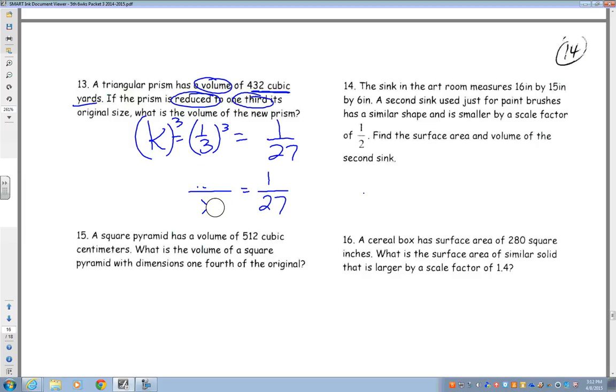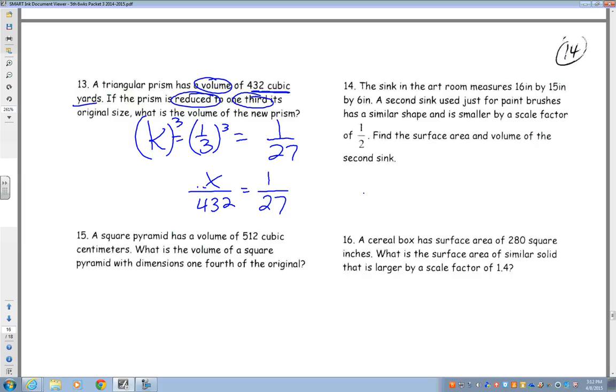Yeah, I'm sorry, because it was reduced, right? Yeah, it was reduced. So the 432 has to go on the bottom, because we're trying to get the smaller. Well, look at your numbers. Yeah, if you're reducing, you're taking the smaller amount. If you're enlarging it, you're taking the larger amount.